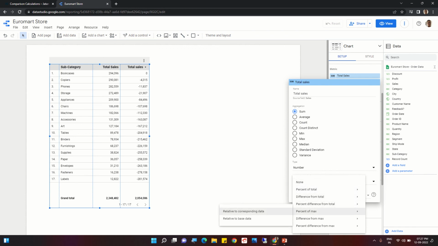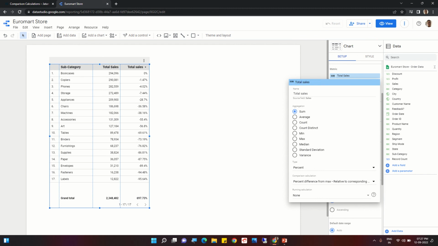Then the percent difference from maximum relating to the corresponding cells. This is how it comes. This is how we can make comparison calculations. This is important basically when we have certain kinds of figures like sales, or it may be profits, so what is the percentage that we are getting in comparison to various parameters.